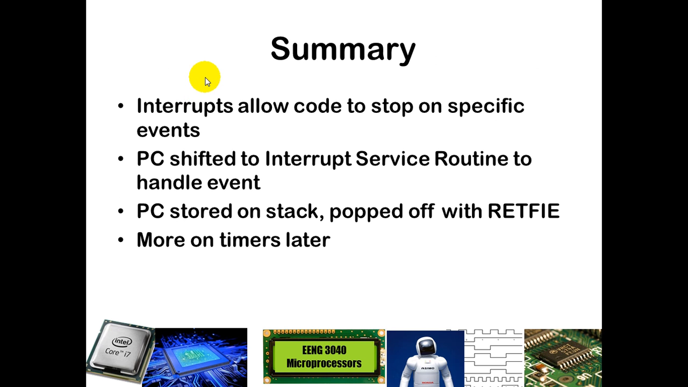So in summary, interrupts allow us to handle a specific event right away. So instead of just executing code normally and polling and waiting for a particular event, you just say, hey, when this event happens, I want to handle it right away. And when that does happen, your program counter gets shifted over to your interrupt service routine, and the vector for that is in memory location 4, where you will have a go to your ISR code, which is somewhere else.